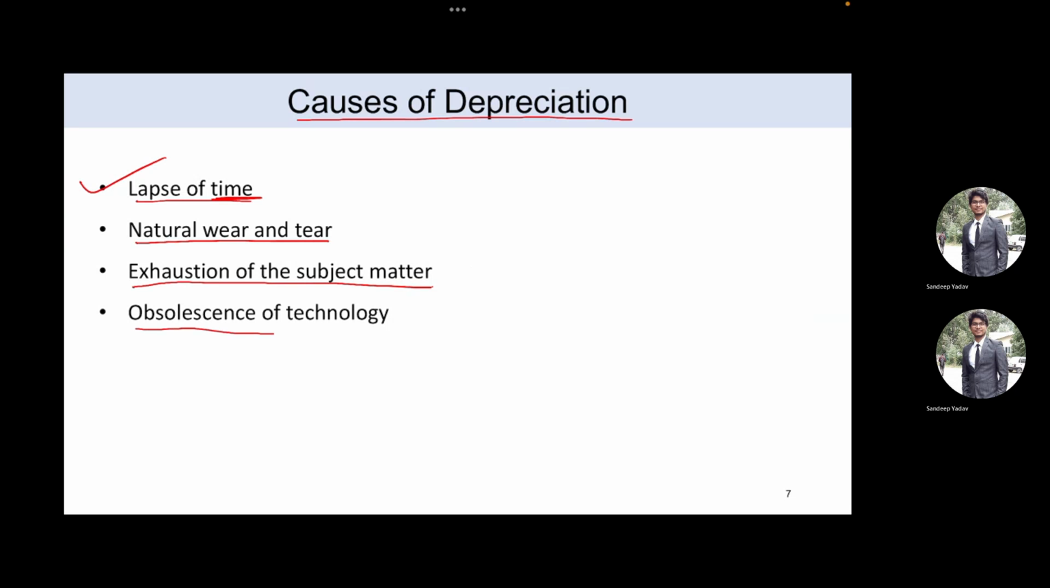And the final thing will be the obsolescence of technology. That is, we get some new technology. We are not going to use the same technology because it's not getting our productivity increased. That can also cause depreciation. The exact example of that obsolescence of technology will be similar.